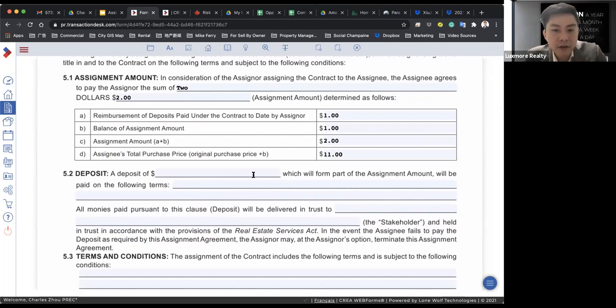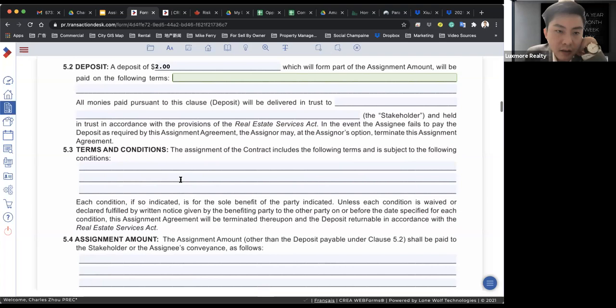For the deposit, I would usually recommend you just put whatever the assignment amount is, just to save you the hassle. Because normally you will pay the deposit upon subject removal, right? So you just pay the whole assignment amount on subject removal, when you have the consent from the developer. Then terms and conditions. This part normally is not big enough. You usually see, see attached addendum.